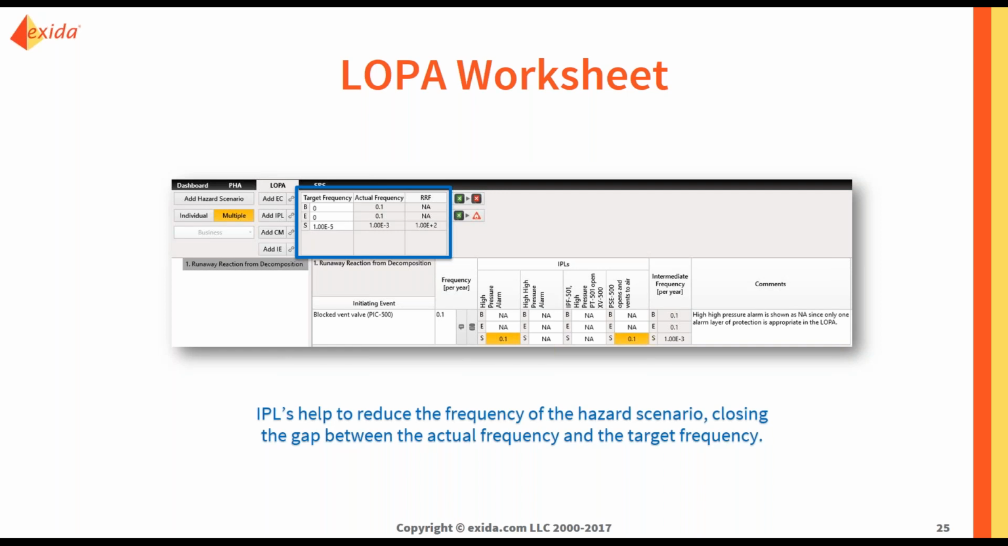You can see you have your tolerable frequency, which is often an industry standard or a company standard that you're trying to adhere to, and your actual calculated frequency from the tool given your initiating event frequency and all of your IPLs. The idea is that you want to close the gap, but any remaining gap there gives you your risk reduction factor. And so that shows you how much you have to still meet the target frequency.